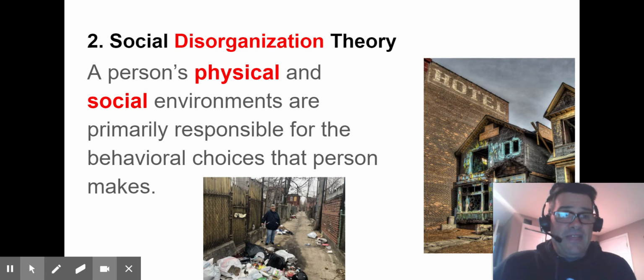Okay, so that's the idea, and you can see the picture above my head here of rundown houses that are all destroyed and trash everywhere. Those sorts of things make a difference in terms of the behavioral choices that you'll make. Let's look at this a little bit more in depth, though.